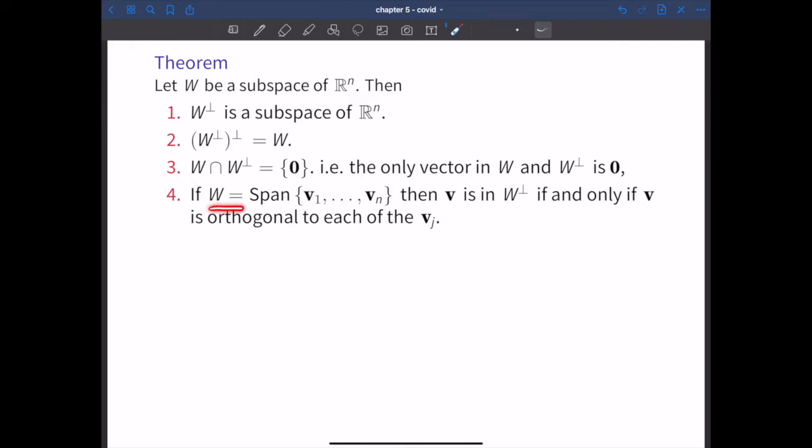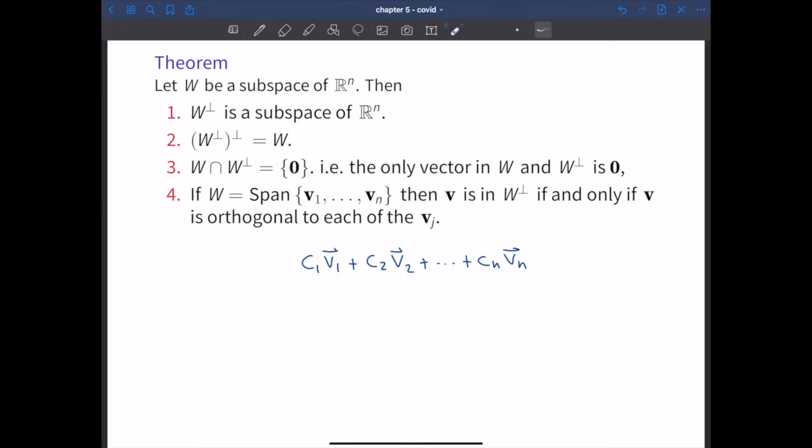Suppose that W is equal to the span of the vectors v1, v2, all the way up to vn. So remember, the span of these vectors is just the set of all linear combinations of them. So in other words, the subspace W is made up of vectors that look like this: a linear combination of the v vectors.